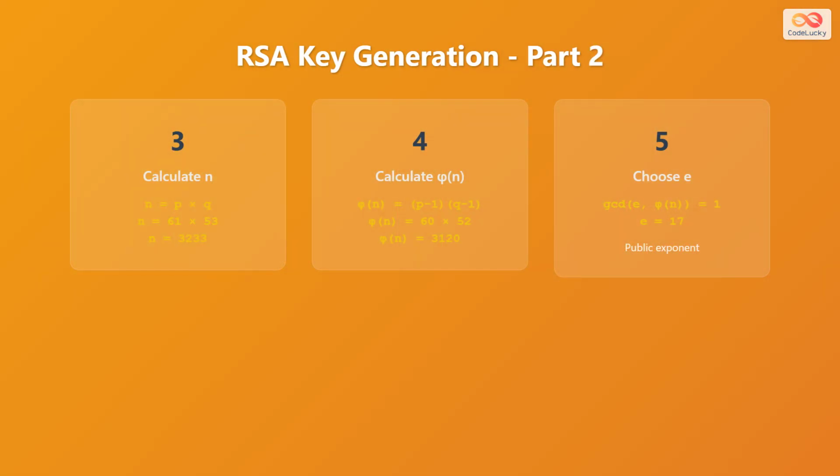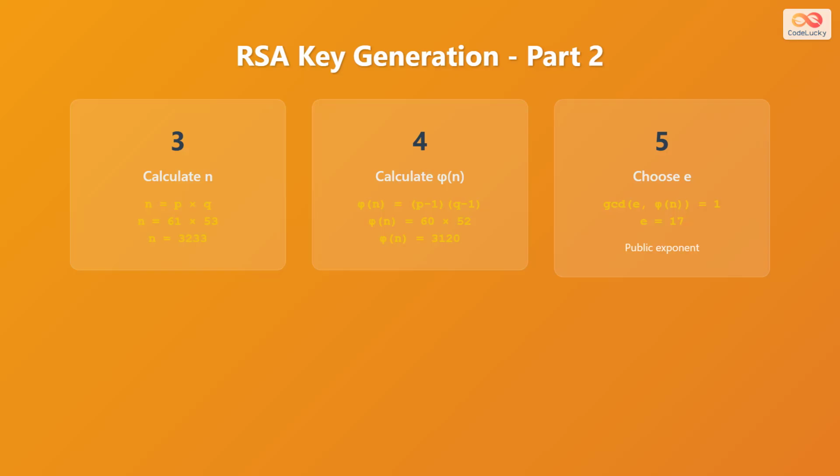Let's continue with Part 2 of the RSA Key Generation. Step 3. Calculate n. n is calculated as p times q. In our example, n equals 61 times 53, which equals 3,233. Step 4. Calculate phi of n. Phi of n equals p minus 1 times q minus 1. In our example, phi of n equals 60 times 52, which equals 3,120.